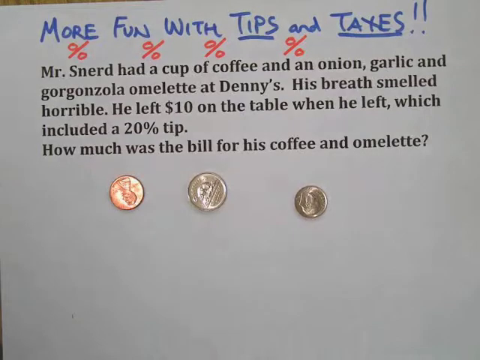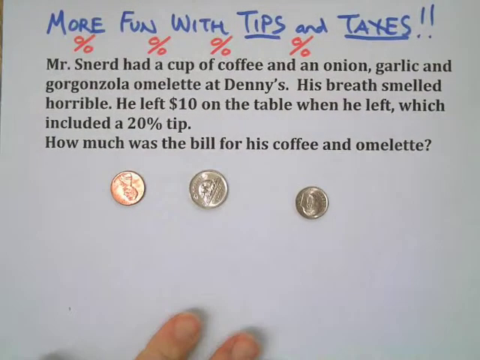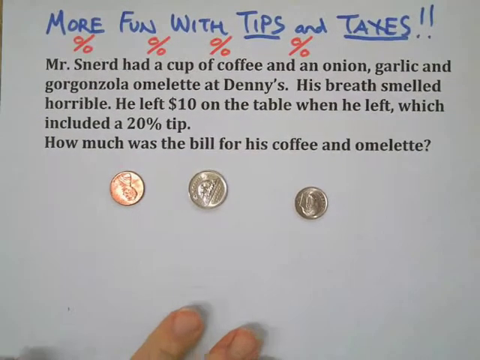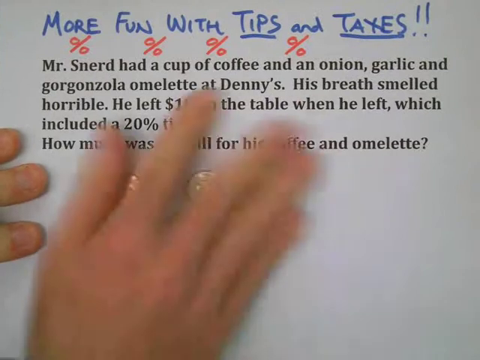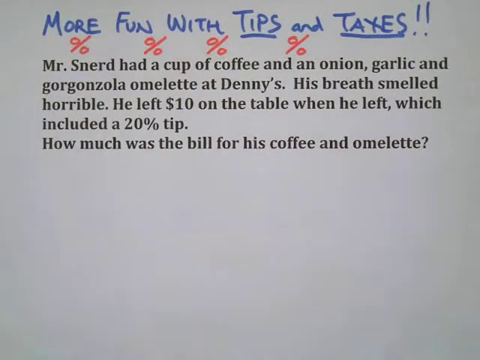Hey, you could probably do this one in your head, so why don't you go ahead? If you don't like showing your work, you don't need to. Mr. Snurd had a cup of coffee and an onion, garlic, and gorgonzola omelet at Denny's. His breath smelled horrible. He left a $10 bill on the table, $10 when he left, which included a 20% tip. How much was the bill for his coffee and omelet? Go. I'll give you 10 seconds to come up with this one.